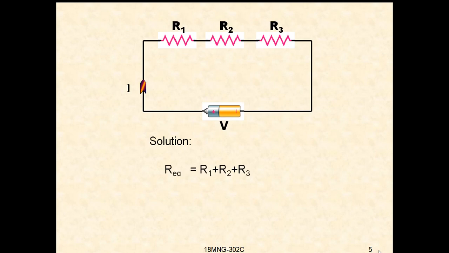So the equivalent resistance R equivalent is equal to the sum of all the three resistances, which is equal to R1 plus R2 plus R3. That is equal to 10 plus 25 plus 30, which is nothing but 65 ohms is the R equivalent.